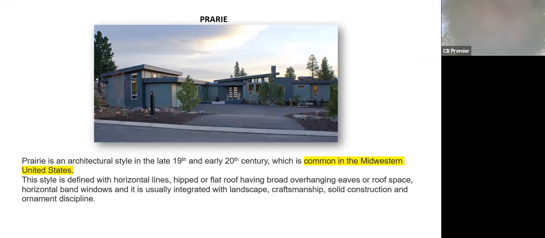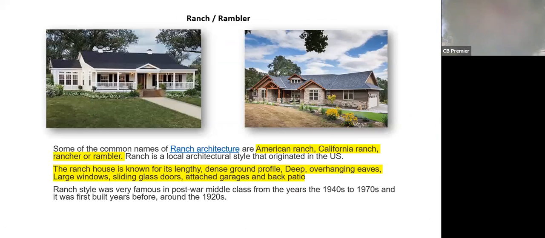Prairie home. This is common in the Midwest area. You'll see a lot of flat, kind of slanted flat roofs. That's kind of denoted in lots of square designs. Here we see lots of these actually all across the country.